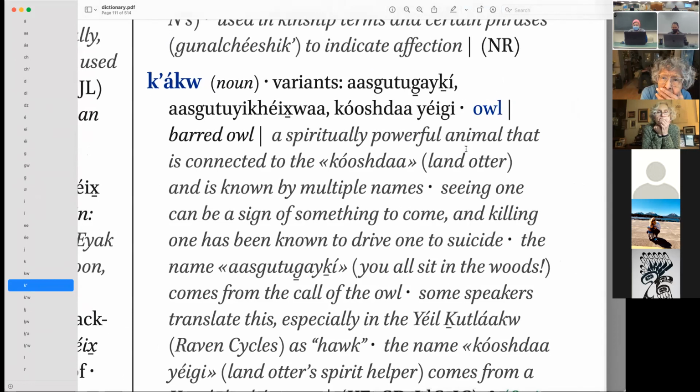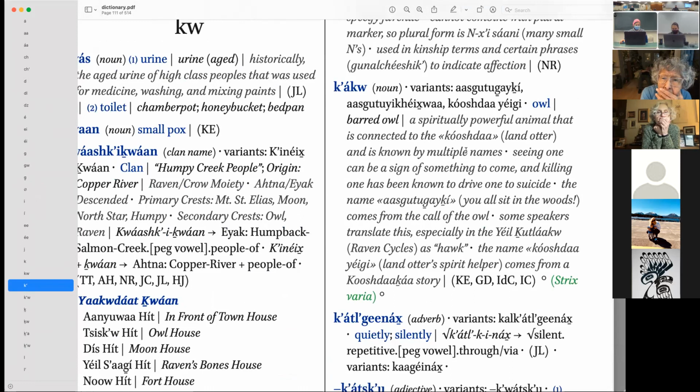There might be some folks who think otherwise. I believe that ʼak is a little owl that is called a barred owl. It's a very powerful creature. It's connected to the kushta. I believe it also has four different names. I was told by a speaker that that's what they're called because that's what they say to people, which is y'all sit in the woods.